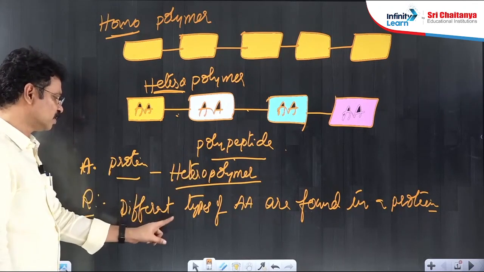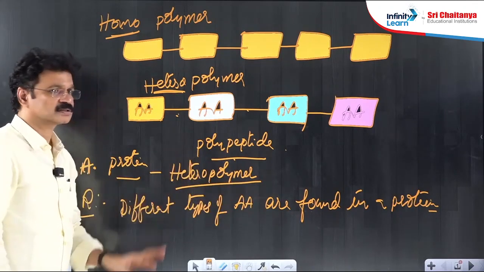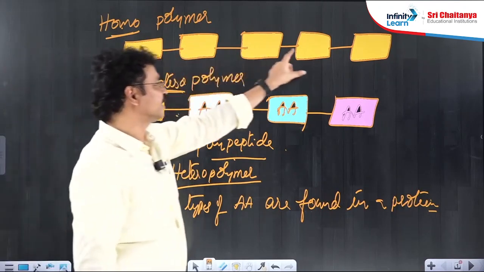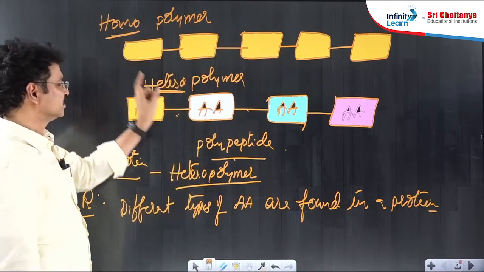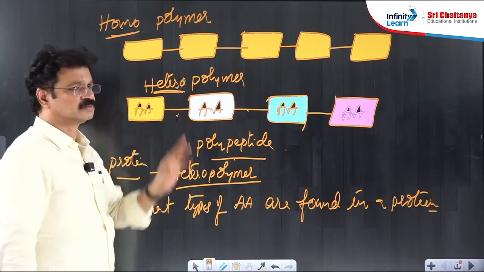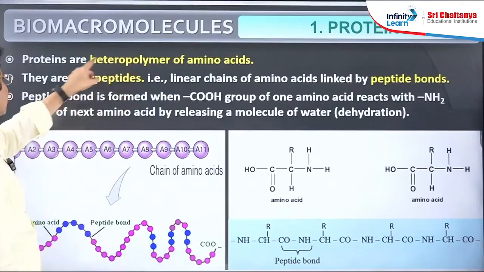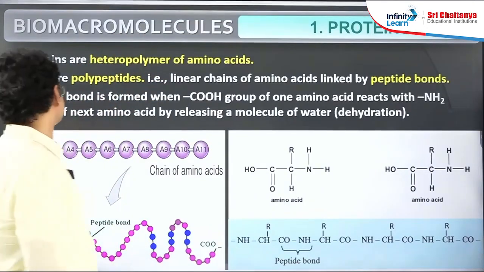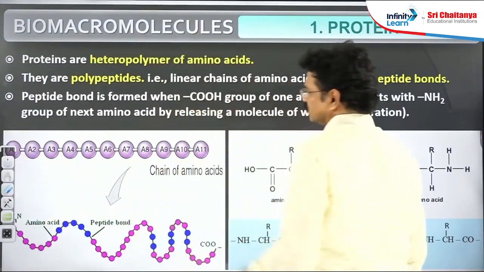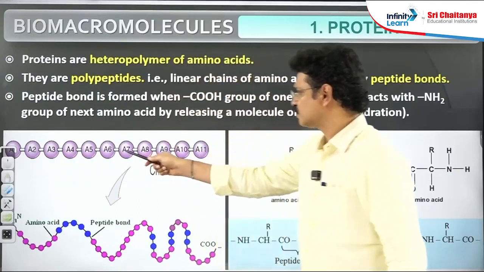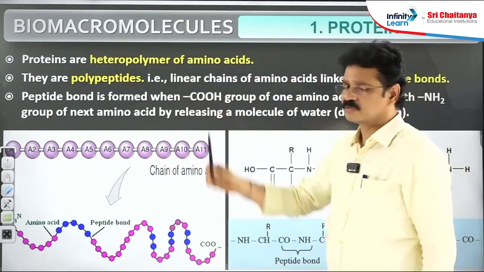Hetero means the presence of different types of building blocks or structural units. If all the units are the same kind, it is homo. If at least one amino acid is changed, that is hetero. It is the first point under the heading protein: proteins are heteropolymers of amino acids. Next, they are polypeptides because many amino acids are there. Observe here amino acid 1, 2, 3, 4 like that. So many are there. That is the meaning of poly.